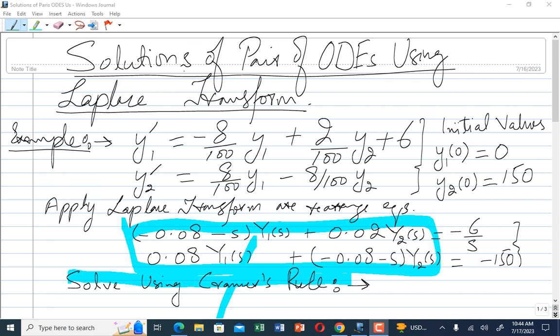So the first step is to apply the Laplace transform and rearrange the equation. When I apply the Laplace transform with the initial conditions, I come up with these two equations after simplification in terms of y1 and y2. So if you look here, we have a right side and a left side. At the left side I write the equations in terms of y1 and y2. Now the thing is, I have to find y1 and y2. So for doing this, the next step is to solve using Cramer's rule.